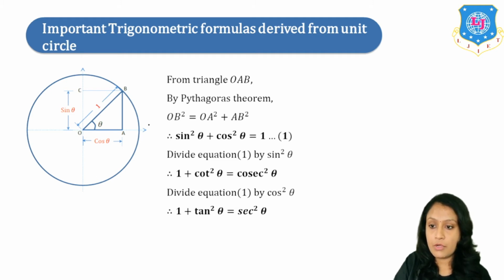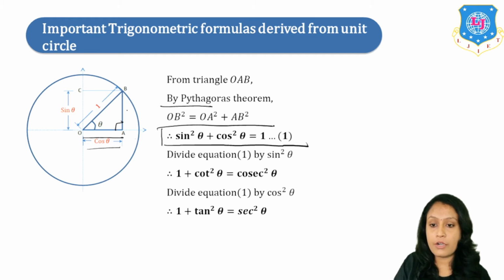Now let's study some important trigonometric formulas which can be derived from a unit circle. Again the same unit circle, and we are making a right angle triangle. This is angle theta, this is the opposite side, adjacent side and hypotenuse. Now we know the Pythagoras theorem: OB square is equal to OA square plus AB square. Now OA is cos theta, so in place of OA square we write cos square theta, and AB is equal to OC, which is sin theta, so this is sin square theta. We know OB is 1, that is the radius. So we have sin square theta plus cos square theta is equal to 1. This is an important formula.